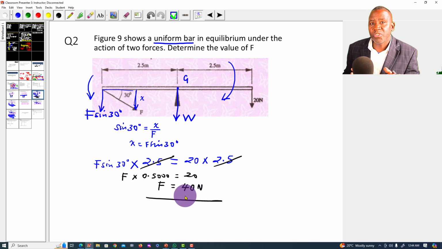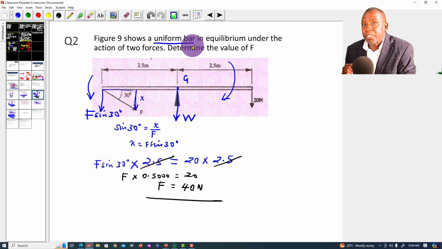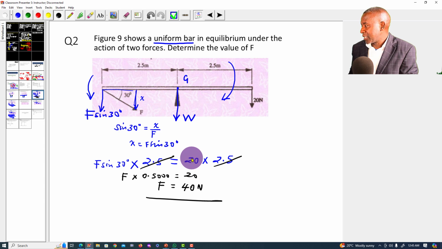What do you learn from this question? The examiner is trying to test, do you know that the force and the distance must be perpendicular to each other? That's what the examiner is trying to test. The other thing is this. Do you know that even if this bar had a weight that acts through its center of gravity, if you pivot that particular bar about the center of gravity, the moment due to the weight of the object is 0, and therefore it disappears from the question? That is very important. Let's look at the next question.